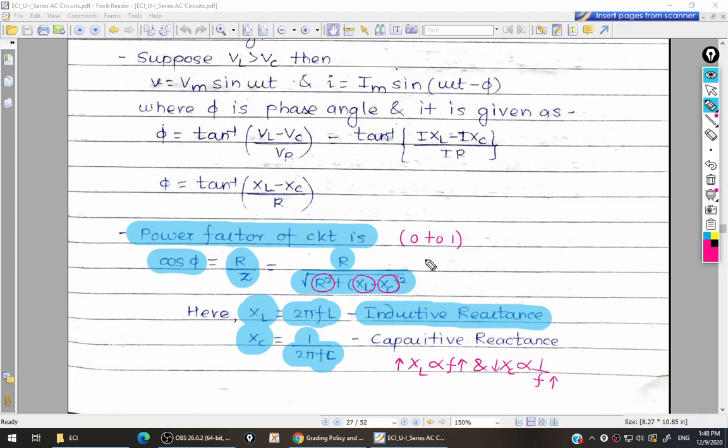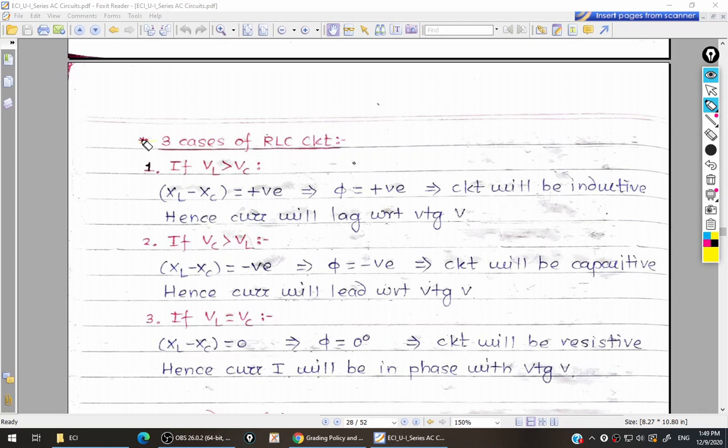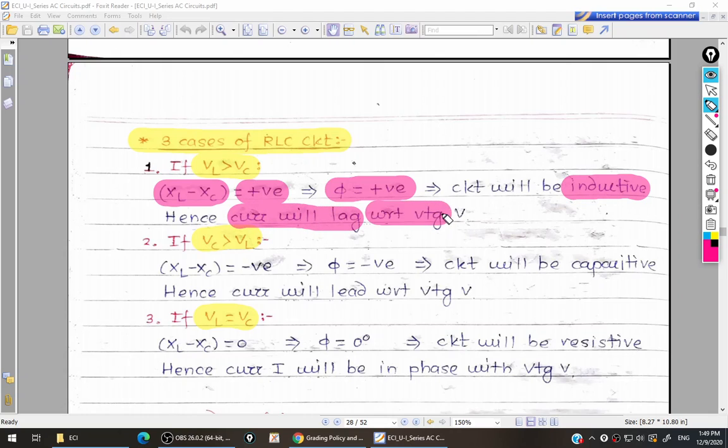So friends, by now you know that there are three possibilities in an RLC circuit. First possibility is VL greater than VC, second is VC greater than VL, and third is VL equal to VC. Now we will discuss what is exactly happening in these three different conditions. First case, if VL is greater than VC, definitely XL is greater than XC. So the difference will be what? Positive. If the difference is positive, definitely your phase angle is positive and your circuit will be what? Inductive. And we know that for an inductive circuit, current is lagging with respect to voltage.